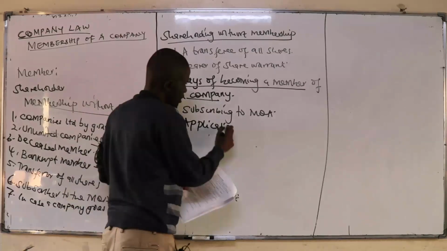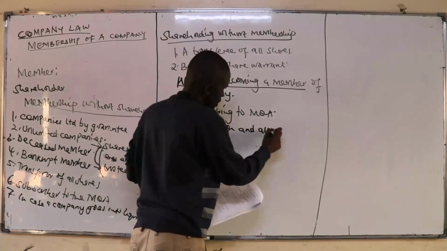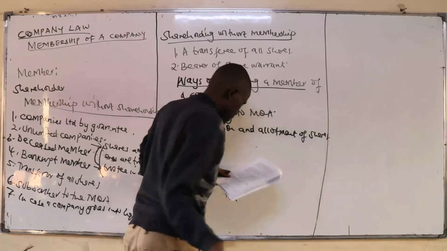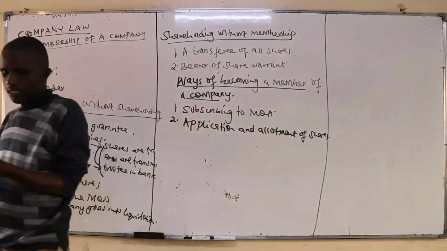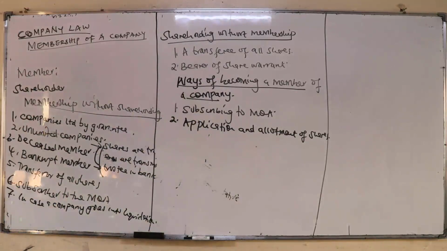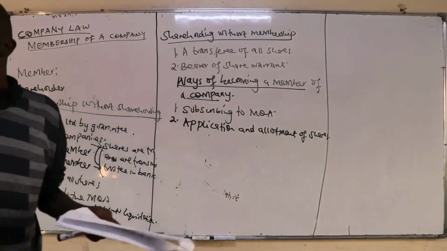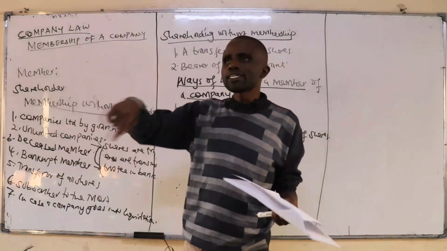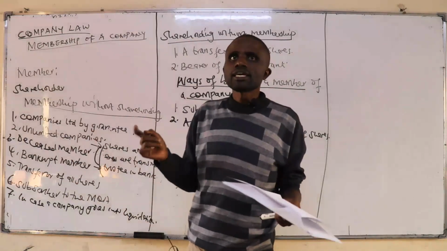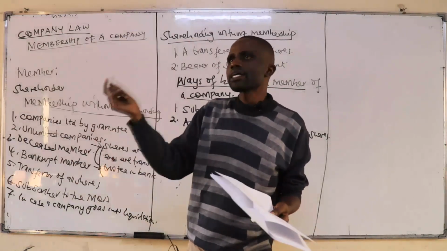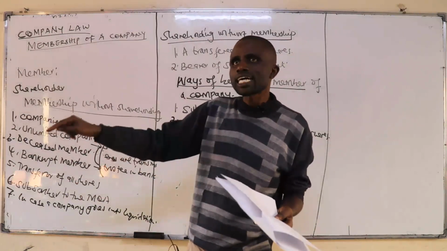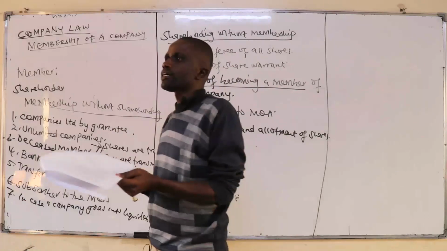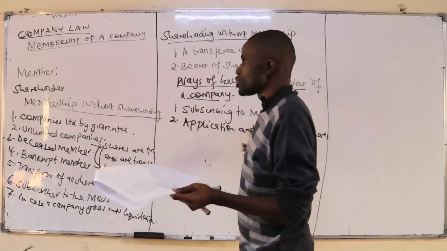Number 2 is application and allotment of shares. Allotment means acceptance by the company to give you shares. When you apply to a company and the company allots you shares, then you automatically become entitled to have your name entered in the register of members. Are you together?